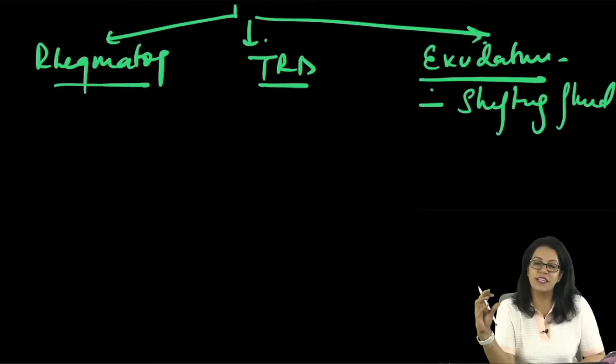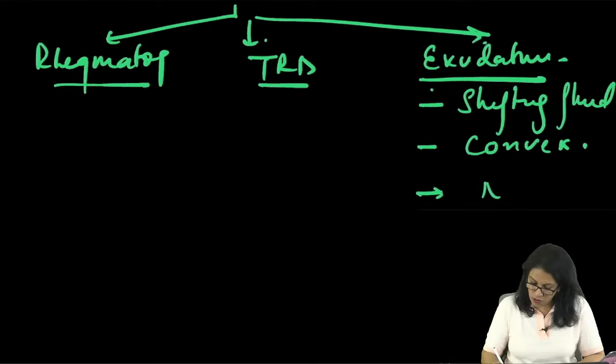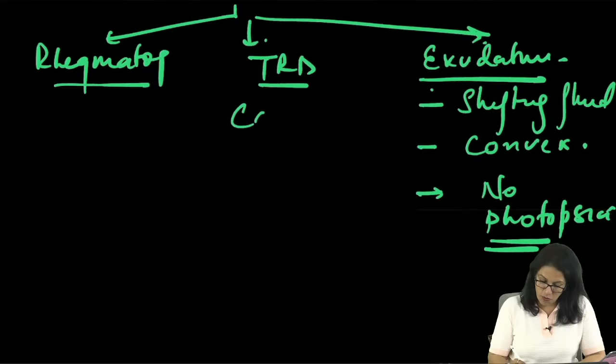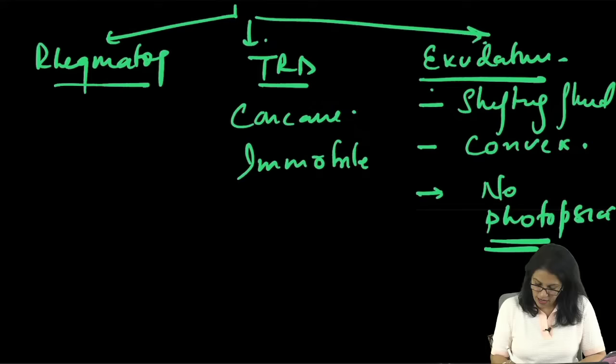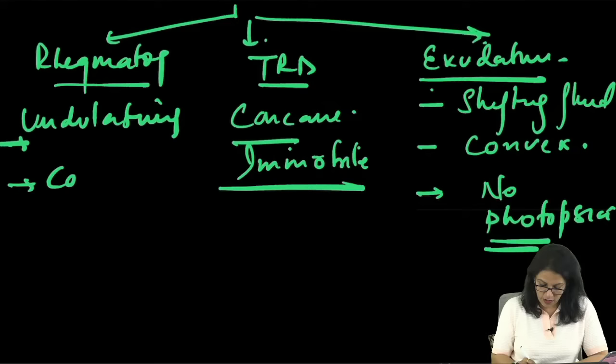Then we talk about what is the configuration? It is convex, isn't it? It is convex. And of course, there is no photopsia. Here there will be no photopsia because photopsia is due to mainly traction of rods and cones. Then we talk about tractional retinal detachment. Naturally, there you can see the traction bands, and therefore it will be more concave and immobile type of retinal detachment. Whereas rhegmatogenous is undulating and corrugated. There is a little motility, that is, undulating with a corrugated appearance.